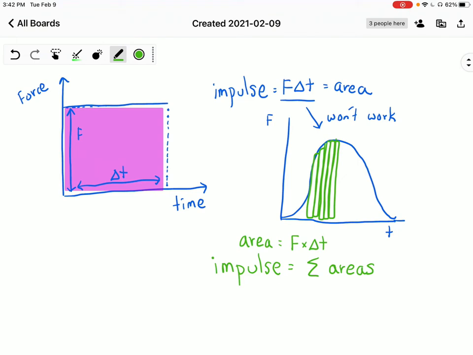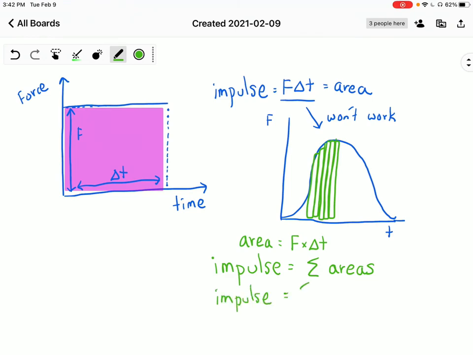Now in calculus, that kind of summation, the summation of little tiny rectangles, is called an integral. Do you guys remember integrals from calculus? And do integrals make you shudder when I say the word? Integrals are an integral part of calculus. Haha.